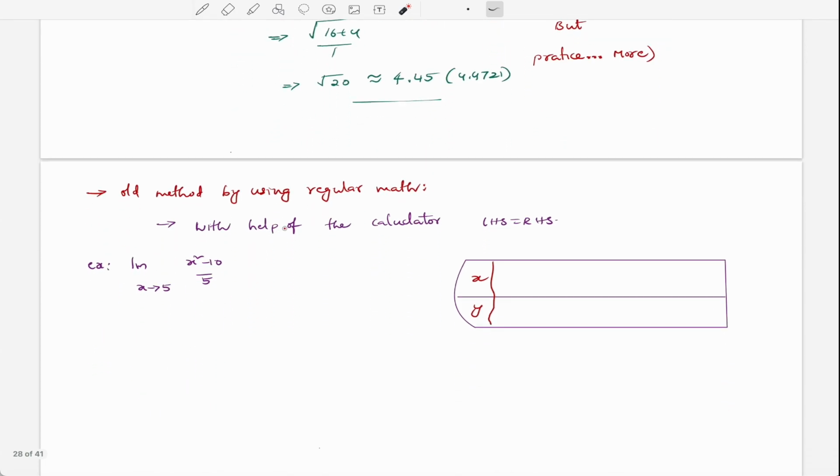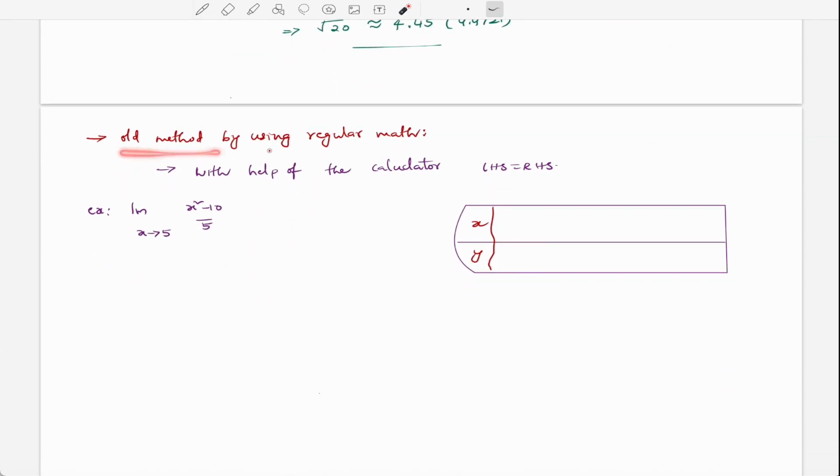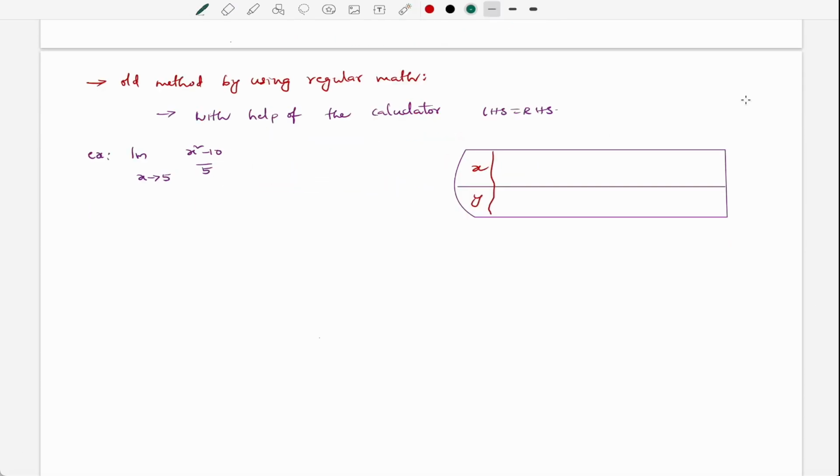Okay. So now we have another method, the old method, using regular math with the help of a calculator or whatever it may be. I want to give a formal example so it will be easy for you to understand. By using the regular math problem, so just ignore this equation. We have this equation.